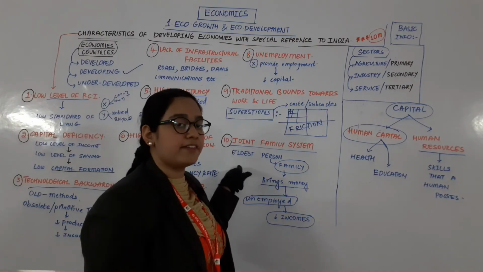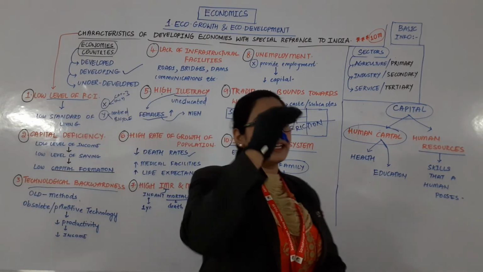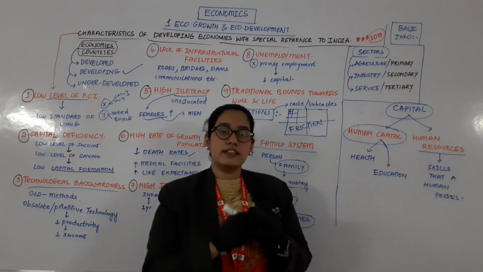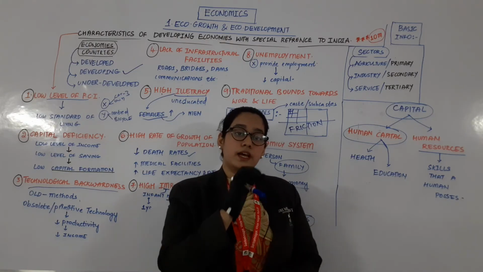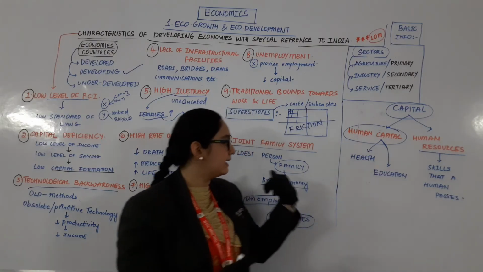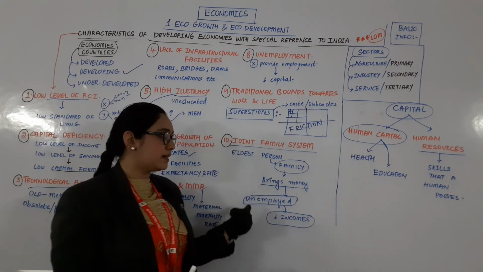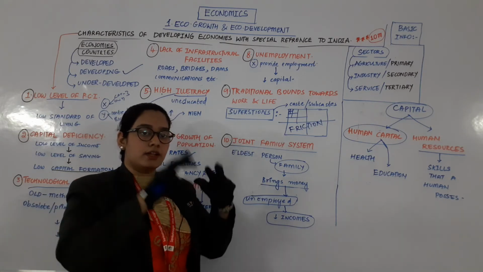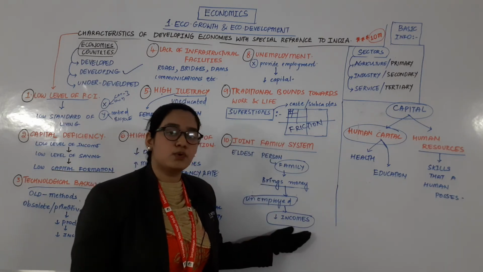Last and final point is joint family system. This is still prevailing in India. Imagine that there are 10 sons. Then only the first head person is going to work. That means only one person, the eldest person in the family, brings money, and the remaining persons are unemployed. That means all are depending on one person's income. That means the income is more or less?